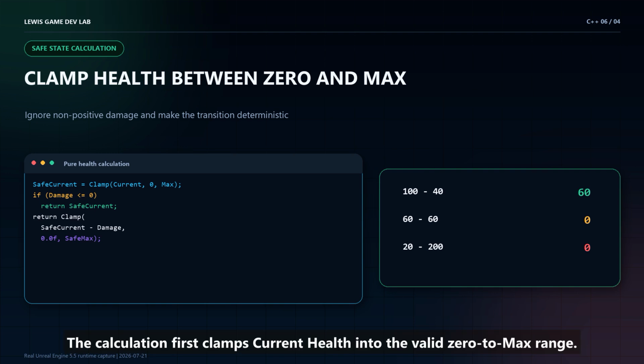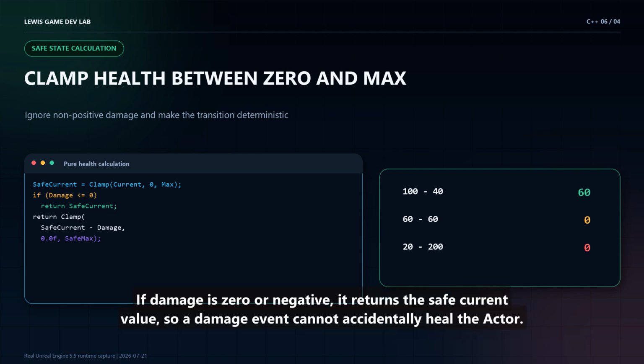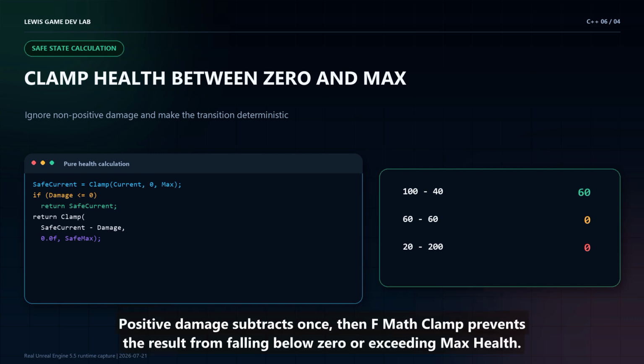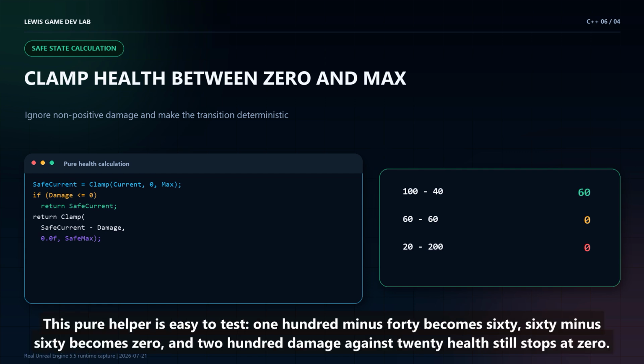The calculation first clamps current health into the valid 0 to max range. If damage is 0 or negative, it returns the safe current value, so a damage event cannot accidentally heal the actor. Positive damage subtracts once, then FMath Clamp prevents the result from falling below 0 or exceeding max health. This pure helper is easy to test. 100 minus 40 becomes 60, 60 minus 60 becomes 0, and 200 damage against 20 health still stops at 0.